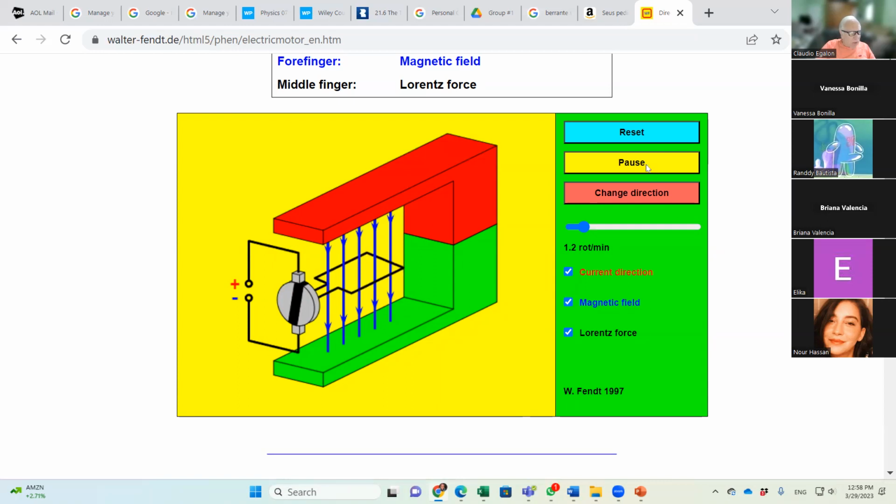As the loop passes this position, then the torque appears again. The torque comes up again.